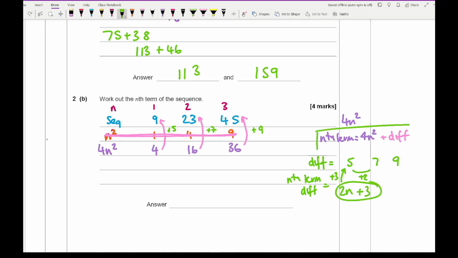So then using this formula of n squared plus the diff, I know that the difference is 2n plus 3. So that means that the nth term then is going to be 4n squared plus 2n plus 3.